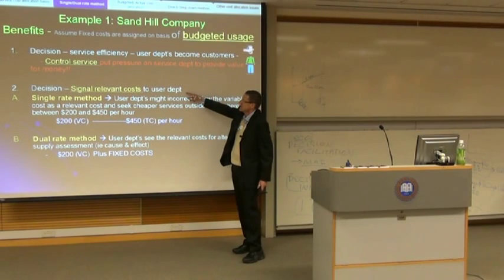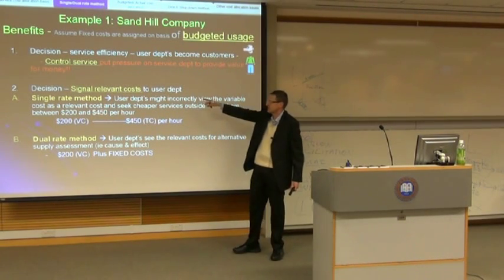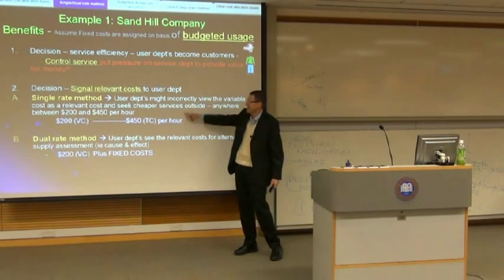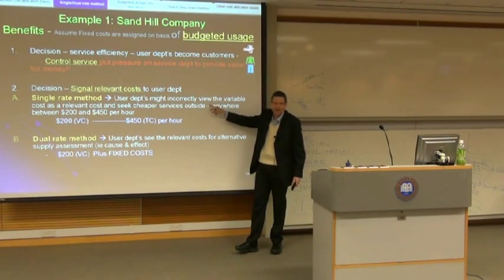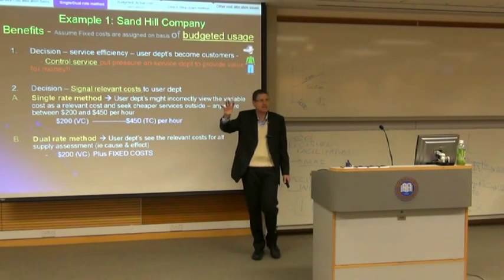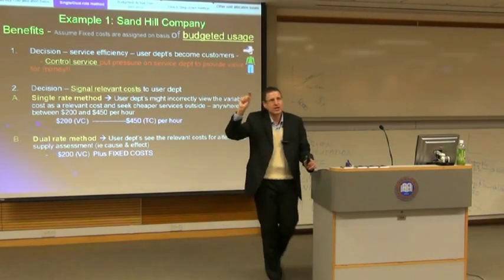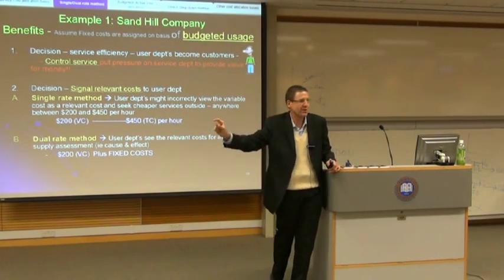Next, decision: signal relevant cost to the user department. Remember, the single rate method is very hard to do that because they might incorrectly view that $450 as totally avoidable, but only $200 was avoidable, not 450. You with me here?